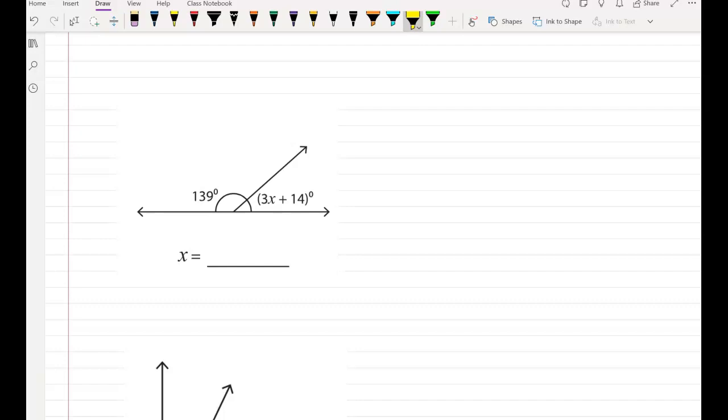Now we're getting a little more complicated. What we have here are two angles that add up to a straight line, right? This one plus this one equal 180 degrees because they create a straight line. And so that means if we add 139 degrees plus 3x plus 14, that should equal 180 degrees.